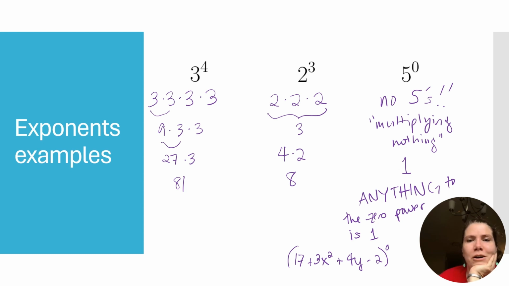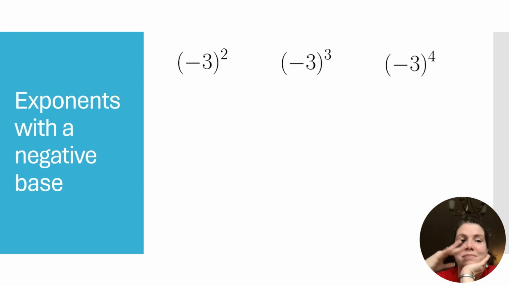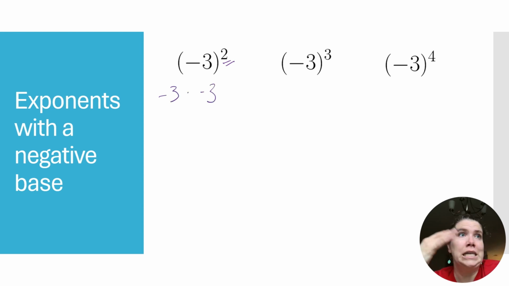What happens, though, when you get into negatives? When you have a negative base, your exponents work the same. You just have to be careful, right? It's still 2 negative 3's. So it's negative 3 times negative 3. And a negative times a negative is a positive. So negative 3 times negative 3 is positive 9.